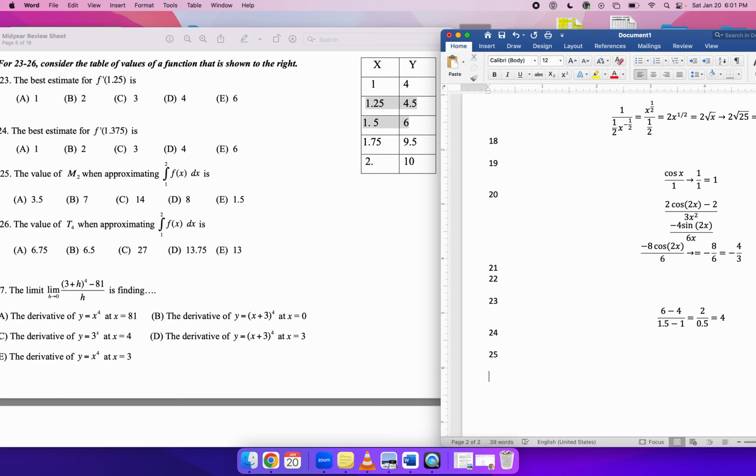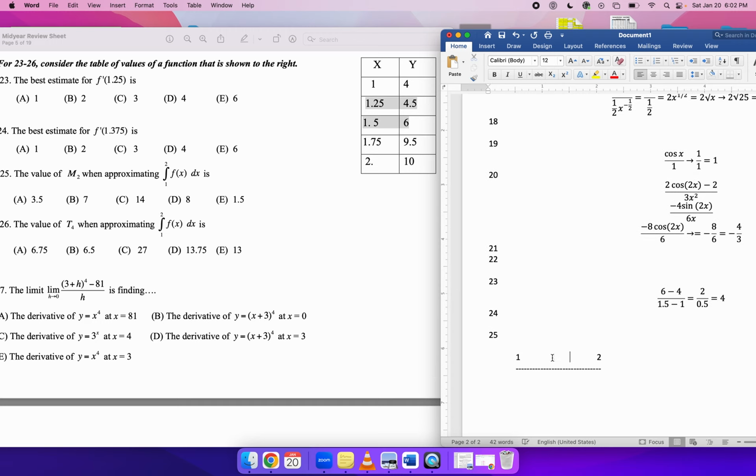you want to break your interval, let's say the interval is going from 1 to 2. Let's say you have your number line like this. If you want to do m2, that means you're breaking this up into 2 equal subintervals. So I would expect you to break it up at 1.5. So your first subinterval goes from 1 to 1.5. Your second subinterval goes from 1.5 to 2.